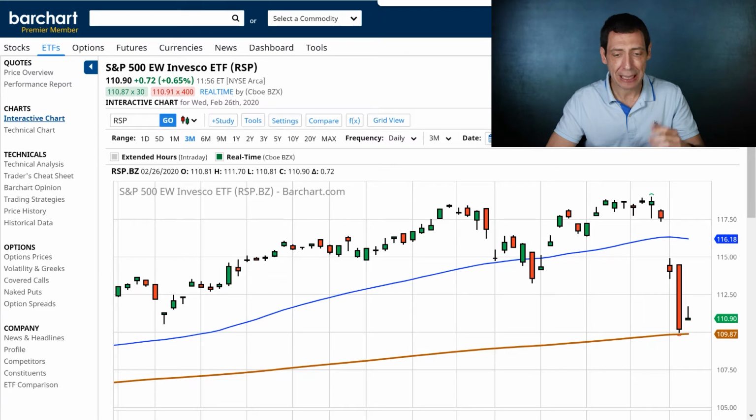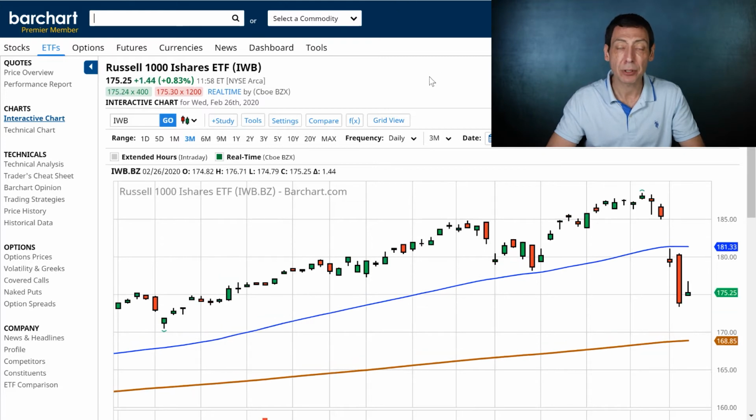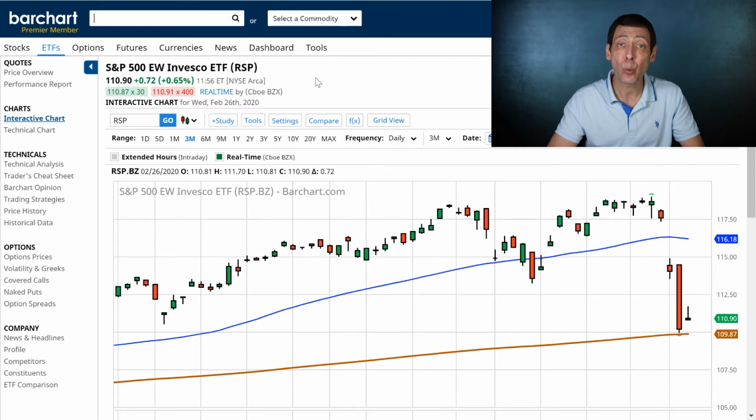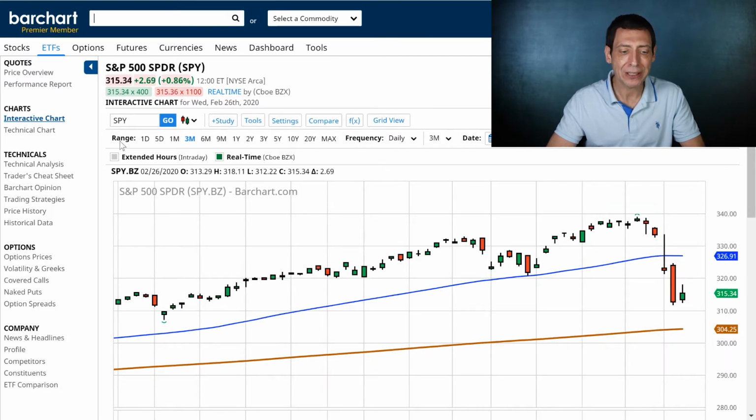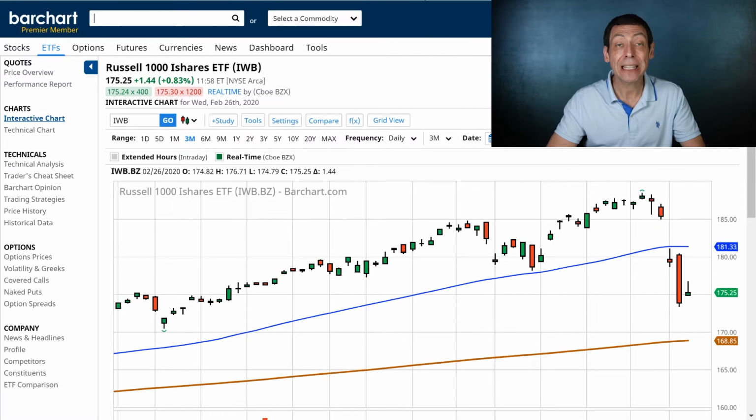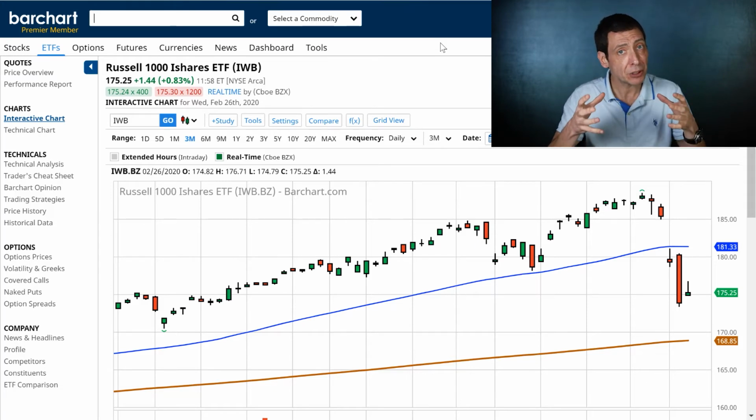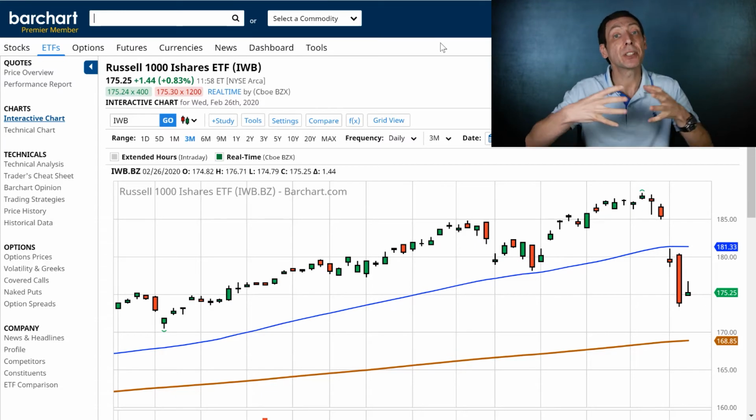Let me show you another example. And again, this is only relevant when markets are making big moves, like the last few days. For example, the Russell 1000. And just so you know, the ticker symbol for the equal weighted S&P is RSP, where the regular one is SPY. So let's look at the Russell 1000. Why are we looking at the Russell 1000? Because it doesn't limit us to 500 stocks. It limits us to 1,000 of the biggest stocks. Gives us a bigger group.